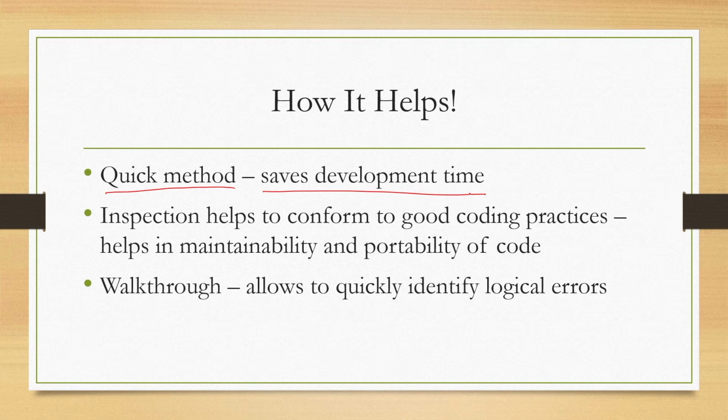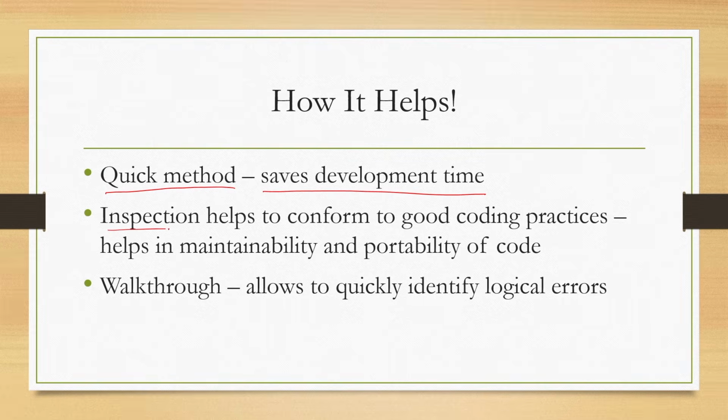Of course, they are not rigorous methods. So, after applying these methods, it may happen, in fact it is quite likely to happen, that some errors are still there which we could not detect through these methods, but the idea is that we identify as many errors as possible with this quick method, so that the quality of the code improves. Code inspection helps to conform to good coding practices, which in turn helps in maintainability and portability of the code. These are very important achievements when we are looking for team effort.